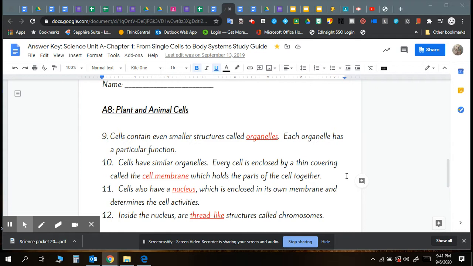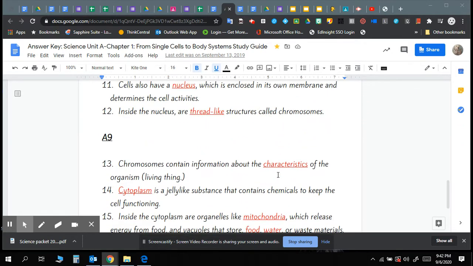So on the screen right now, I have the answer key for page A8. What I'd like you to do is pause the video. Go ahead and check your answers. Please make sure that you correct any that you have incorrect. Okay, after you're done correcting, then you can unpause.